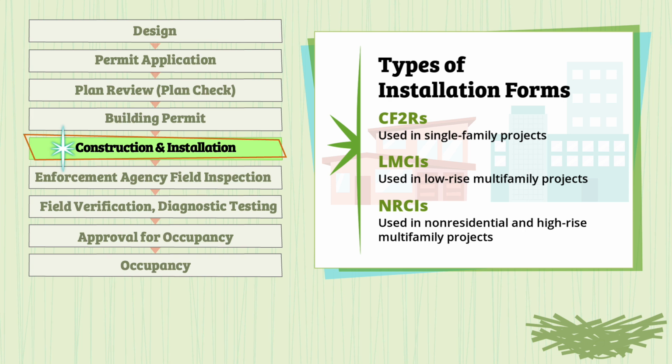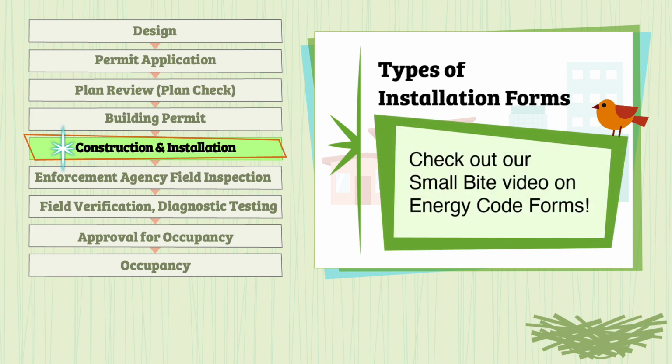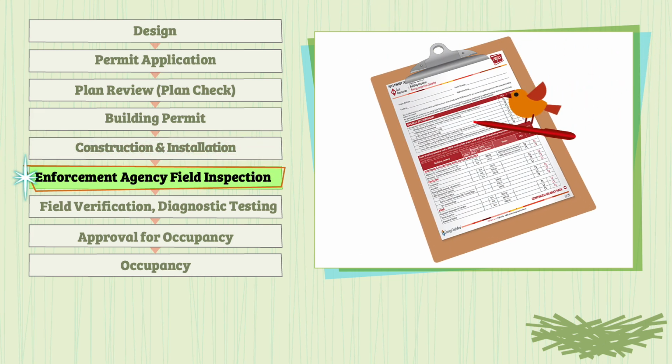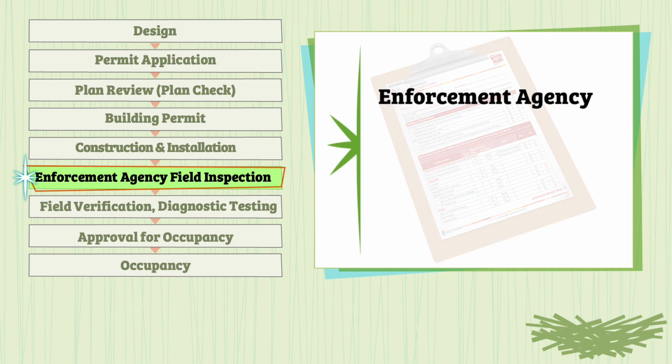These forms ensure that the installed energy features meet or exceed the requirements specified on the certificate of compliance form. The titles of the forms will vary depending on project scope and type of building involved. In the next phase of the compliance process, enforcement agency representatives or building inspectors conduct several on-site inspections to ensure compliance with the energy code, as well as other parts of building code.